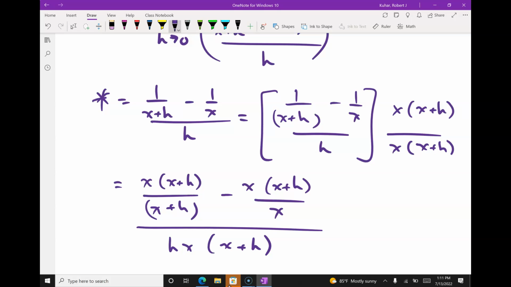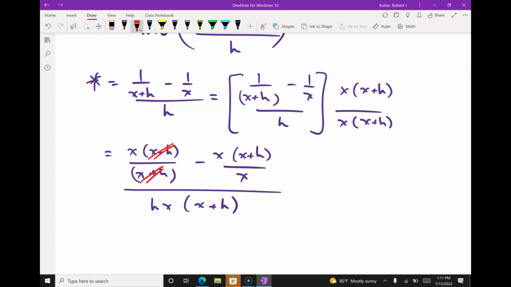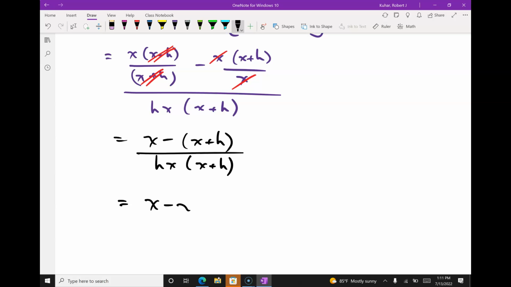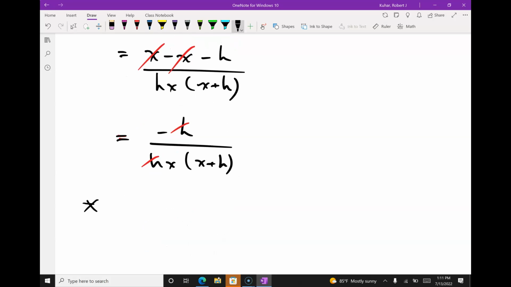Anybody get the LCD correctly? Or the common denominator? This is an LCD, but anyone get that correct? Nice. Anybody get there? Nice. Anybody else? No? Yes, nice. Two out of nine, that's not bad. Three out of nine, pretty good.